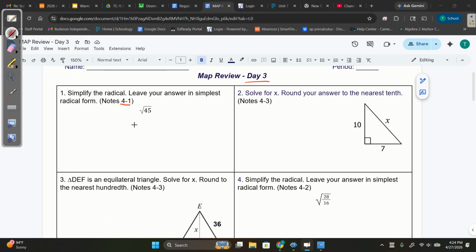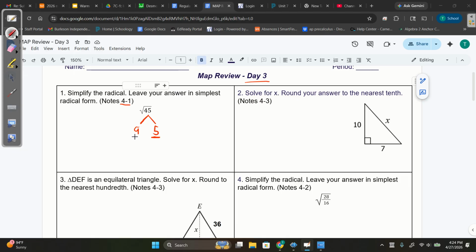When we're simplifying a radical, we want to factor out whatever number this is as much as possible. So, square root of 45. 45 can be broken up into 9 times 5. 5 is a prime number, so I'm going to underline it and stop there.